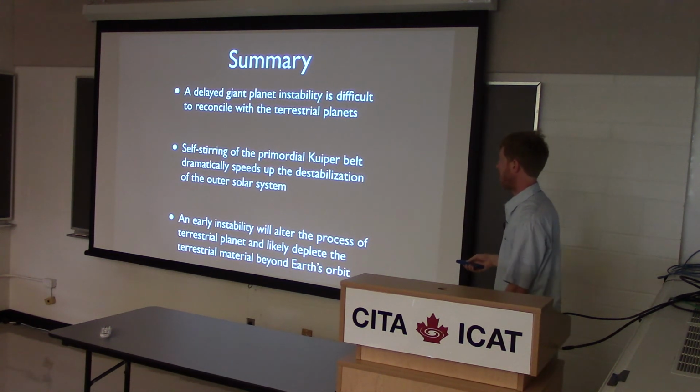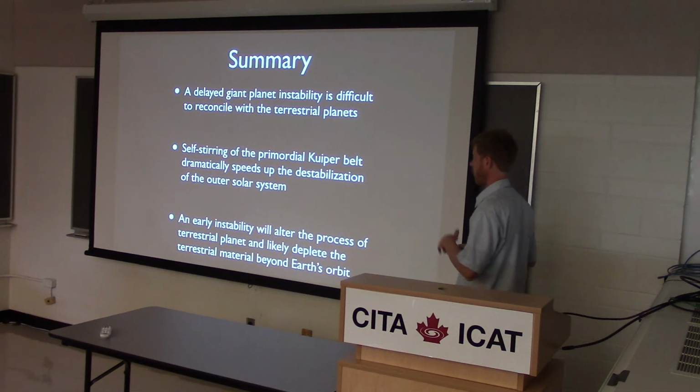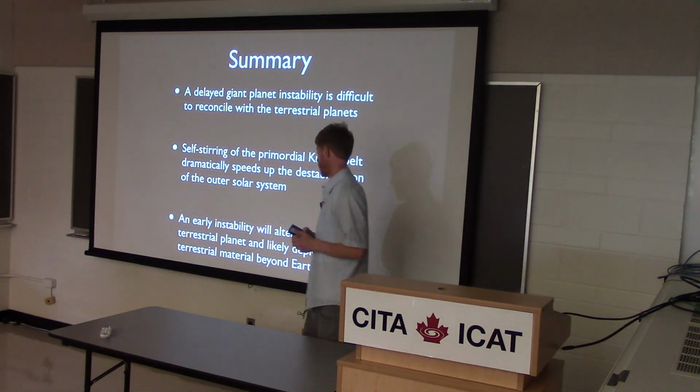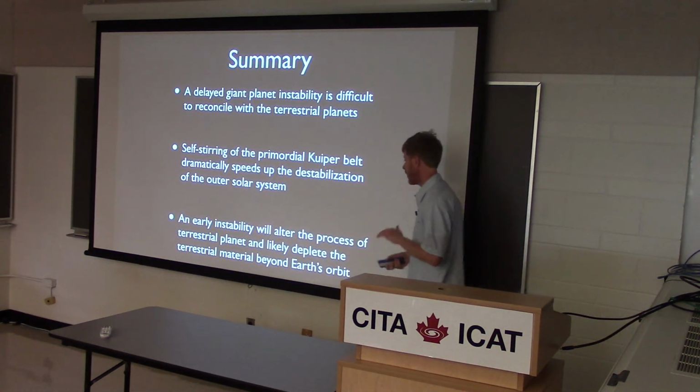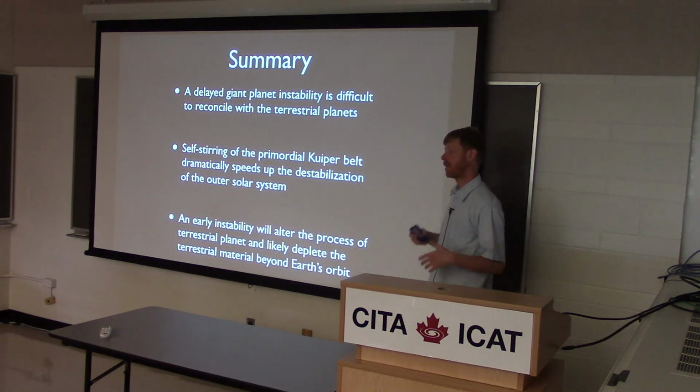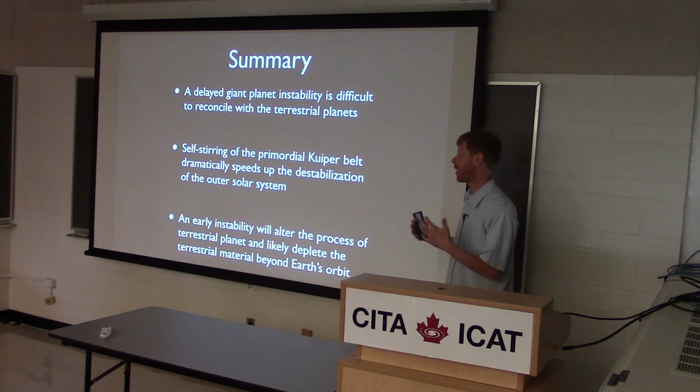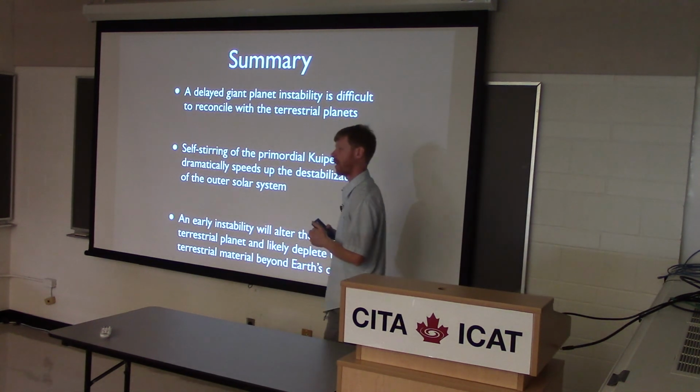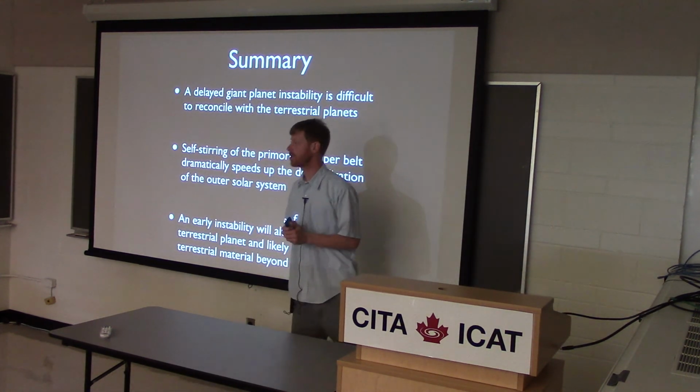And so what we've seen from our ongoing work is that an early instability will almost certainly alter the process of terrestrial planet formation and likely deplete terrestrial material beyond the Earth's orbit, possibly helping solve this small Mars mass problem that exists in terrestrial planet formation models. So with that, I'll take any questions you have.